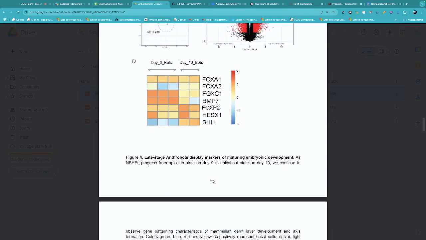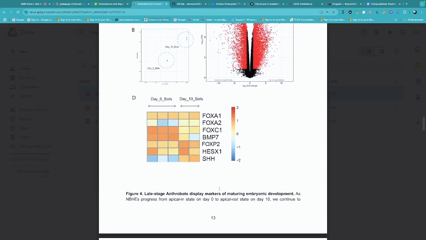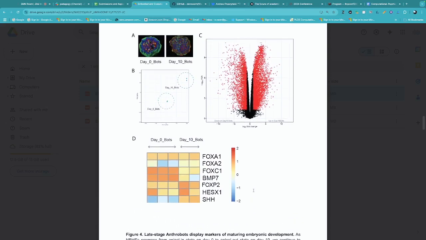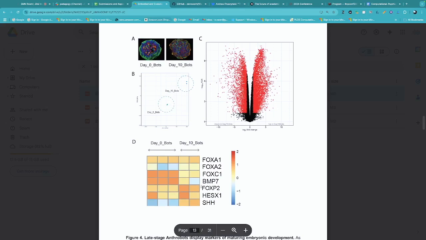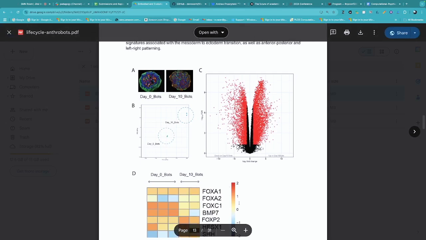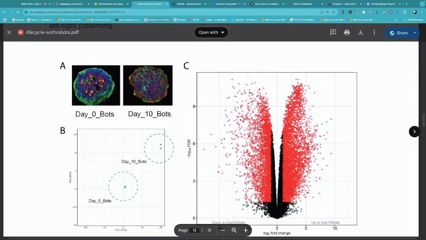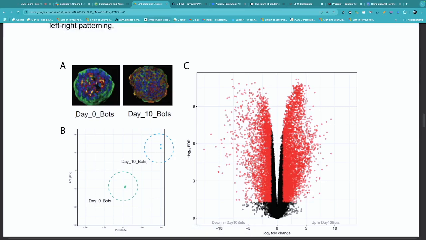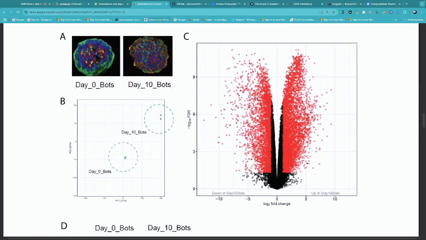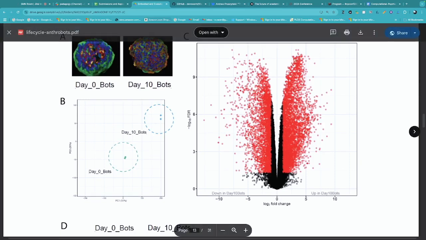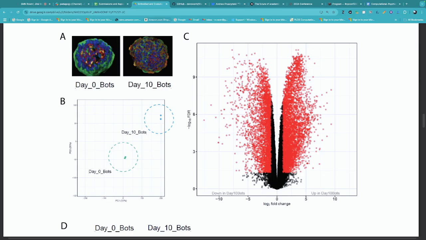And so then in figure 4, they characterize late-stage anthrobots and how they display markers of maturing embryonic development. They show key transcripts here and how they change from your day 0 bots to your day 10 bots. So this is a 10-day sequence. And of course, in A, you can see that there's a colored representation of the anthrobots at day 0 and day 10. And you can see that in the stain, there are differences here. There's also this change, full detection change in day 10 versus up regulation, down regulation in day 10.